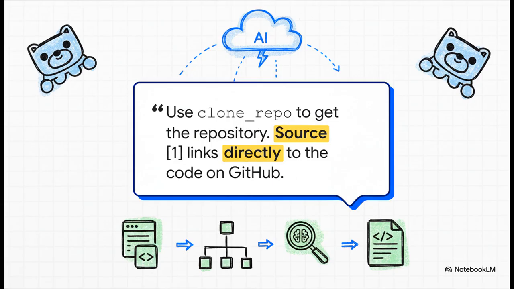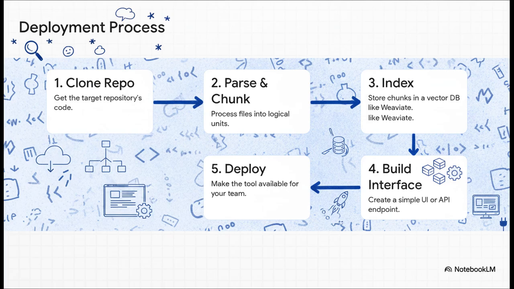It's not just a wall of text. You get a clear explanation, you get a formatted code block that's ready to use, and, this is the best part, you get source citations that link you directly to the code in the GitHub repo. It is a complete, verifiable, and totally actionable answer. And taking this from a local script to a real service your team can use is a pretty straightforward process. You just clone the repo you care about, run the parsing and indexing, and then you can build a simple UI or an API endpoint on top of it. And just like that, you've got a tool your entire team can use.